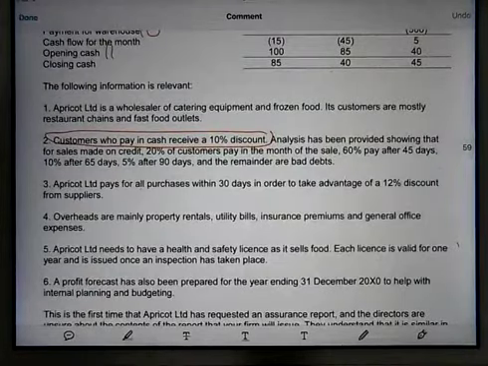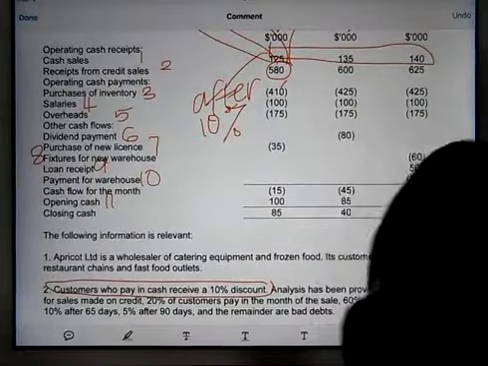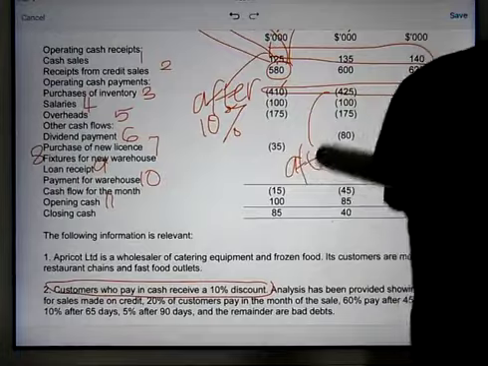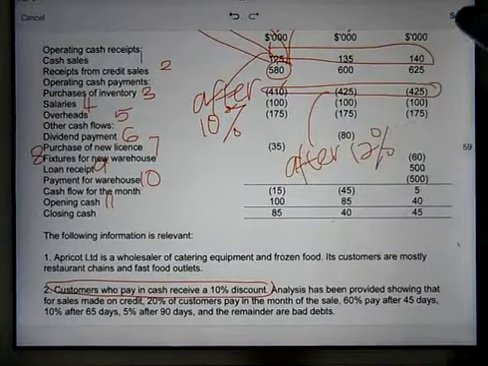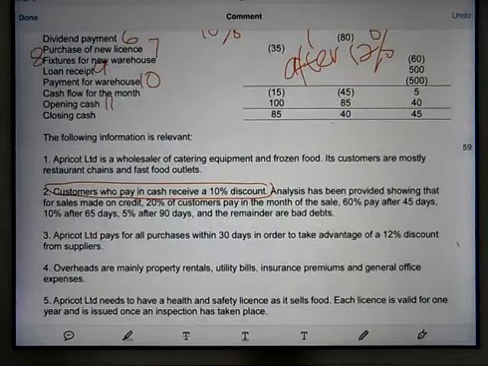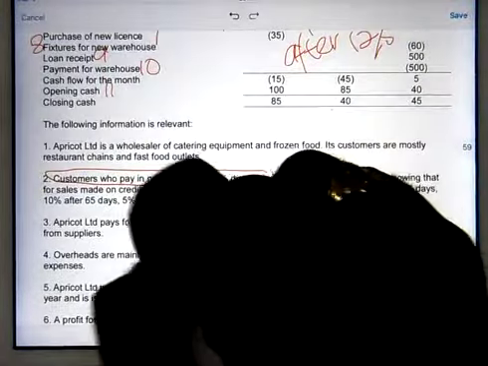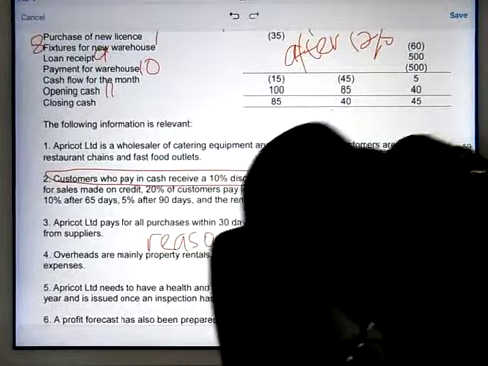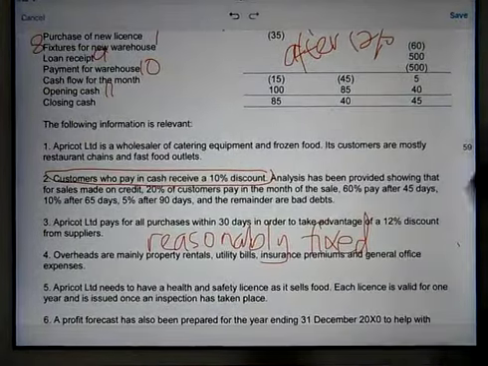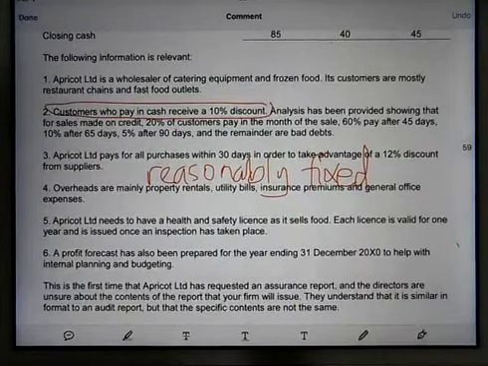Okay, now, Apricot pays for all purchases within 30 days to take advantage of 12% discount. So you want to make sure that this purchase of inventory here is after 12%. Next, overheads are mainly property rental, utility bills, and insurance premium, and general office expense. Well, this one should be reasonably fixed, isn't it?